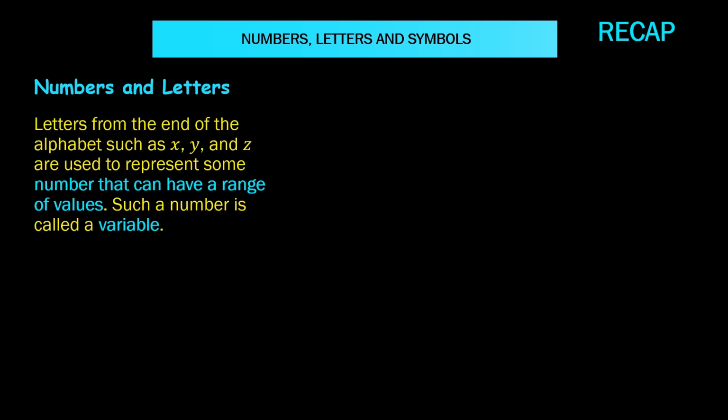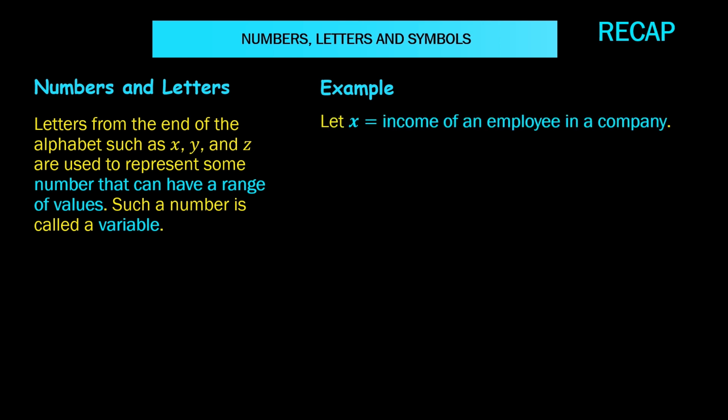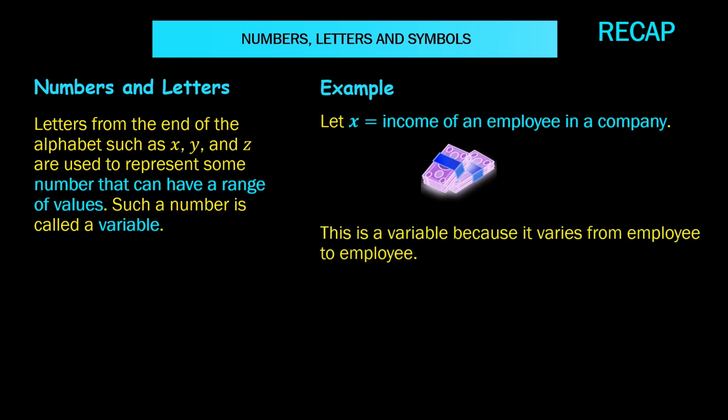Letters from the end of the alphabet, such as X, Y, and Z, are used to represent some number that can have a range of values. Such a number is called a variable. So, for example, let X equal the income of an employee in a company. This is a variable because it varies from employee to employee.